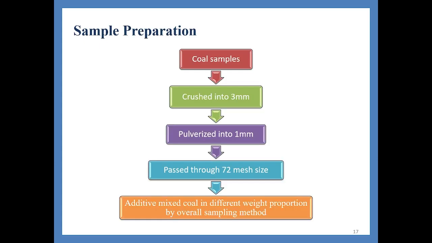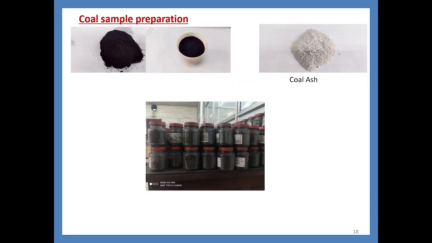For the sample preparation, first we prepare the coal sample, then crush it into 3 mm size, then pulverize it into 1 mm, then pass it through 72 mesh size, and finally mix the additive with coal in different weight proportions by the overall sampling method. These are the coal sample preparations. Coal ash is there.